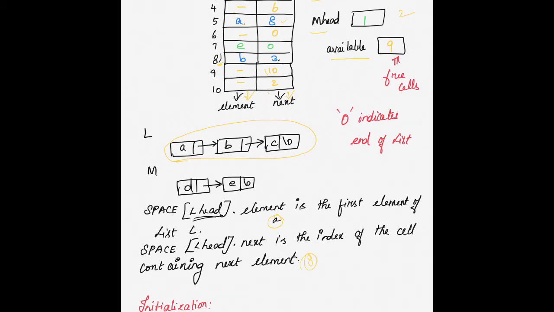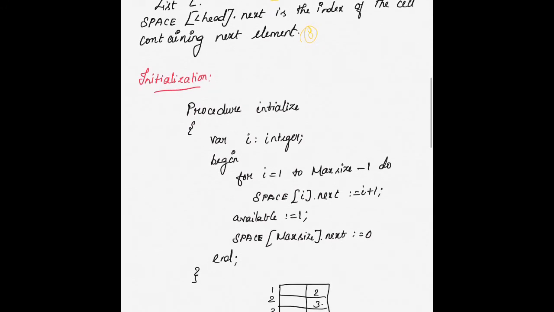Now we will look into the different procedures for how to implement the cursor based linked list. The first procedure is to initialize the linked list.